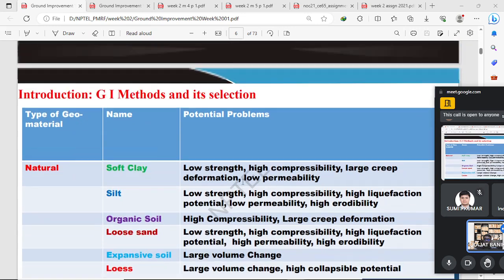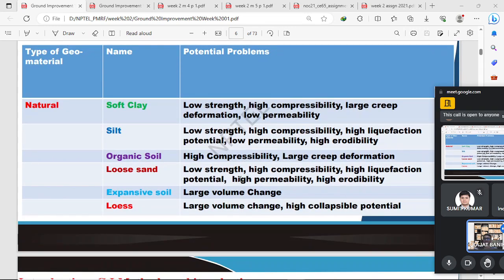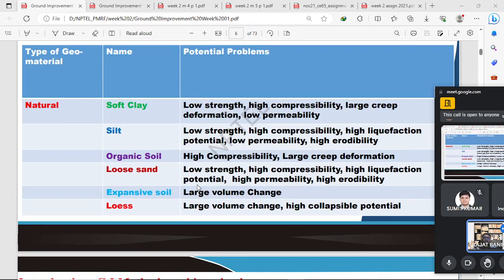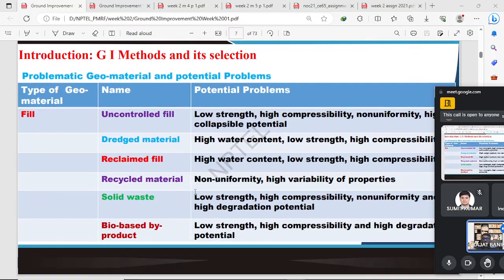Then we learned different types of geomaterials, like natural geomaterial and field geomaterial. In natural geomaterial, we learned soft clay, silt, organic soil, loose sand, and expansive soil. We also studied the different potential problems in these different types of geomaterial. And we also studied the different types of field material. In ground improvement we mainly deal with the field: how to improve the field and how to construct on it.